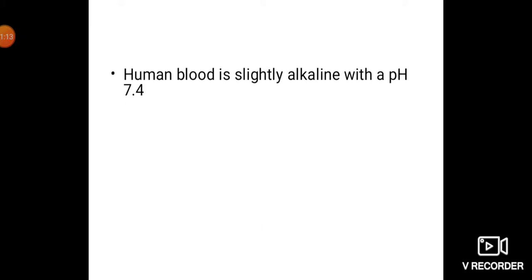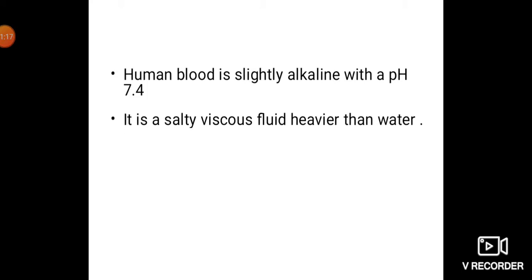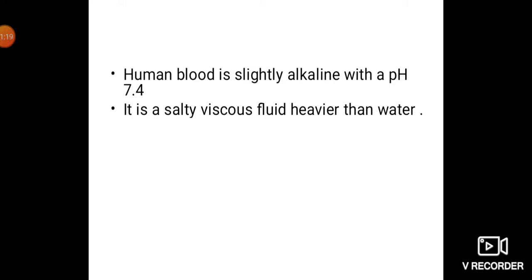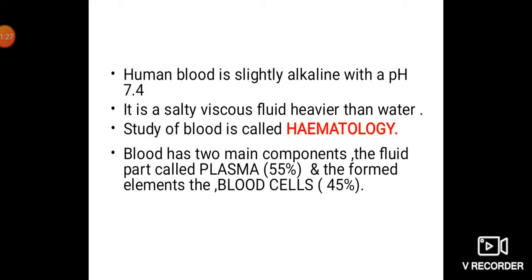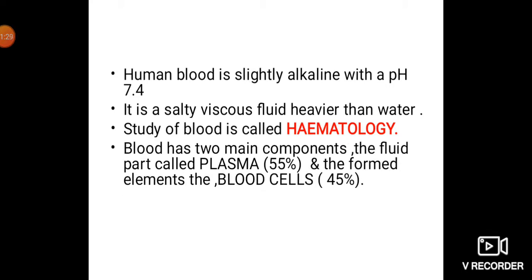Human blood is slightly alkaline with a pH of 7.4. Blood is a salty, viscous fluid and heavier than water. The study of blood is called hematology. Blood has two main components.